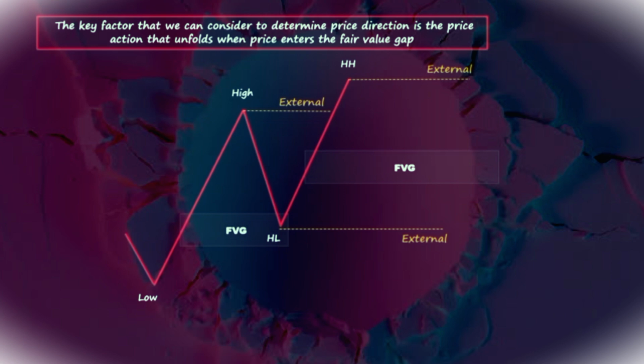If the price respects the fair value gap and exhibits rejection toward the upside, it indicates that the price will likely move upward to target the most recent buy-side liquidity, which is accumulated above the recent high. Conversely, if the price shows no significant reaction upon entering the fair value gap, it suggests that the price is more likely to move downward, aiming for the sell-side liquidity accumulated below the recent low.